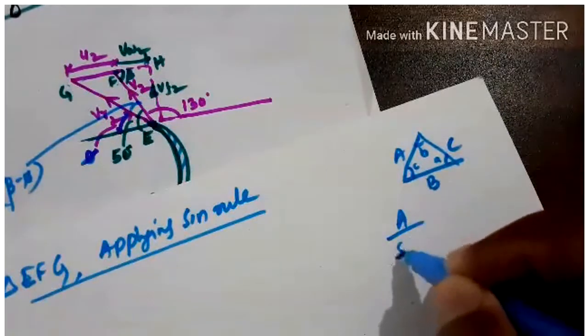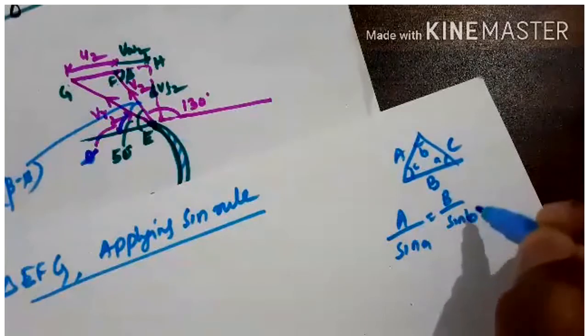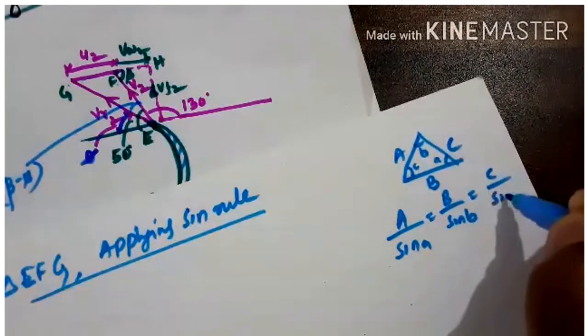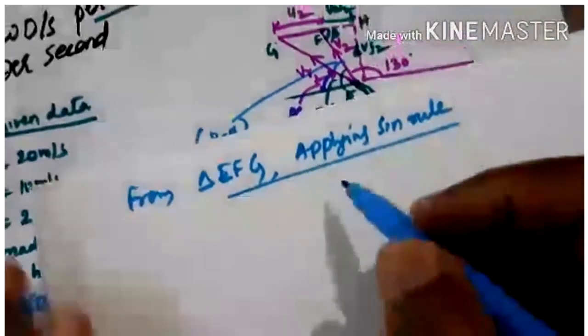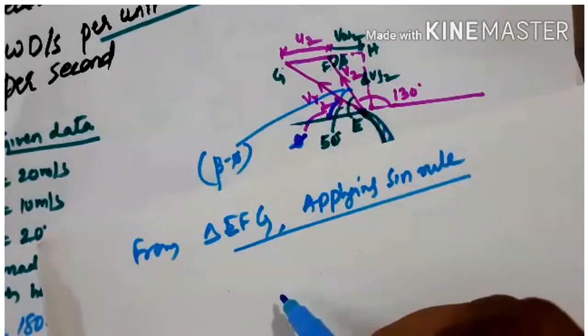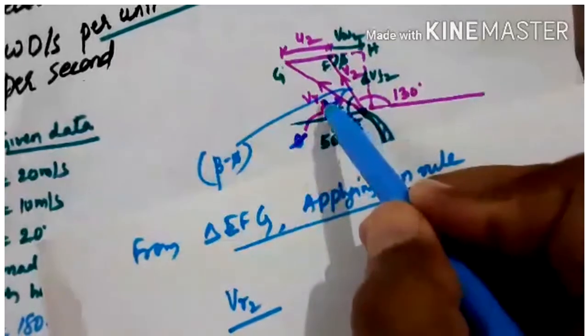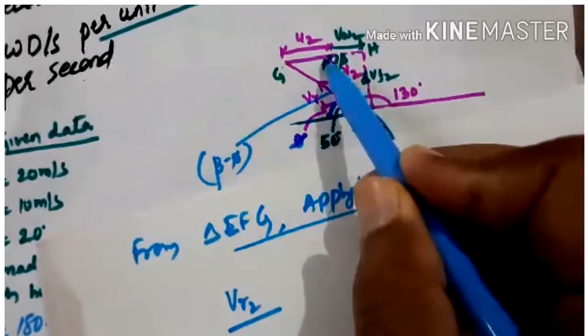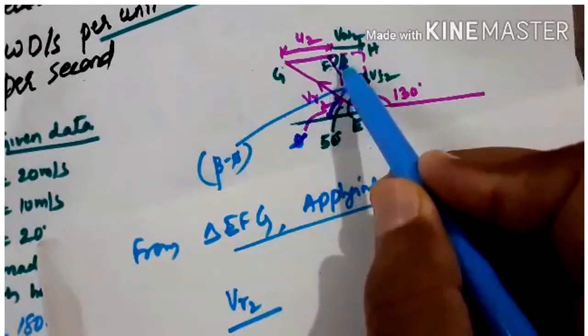A divided by sine A is equal to B divided by sine B is equal to C divided by sine C. This is the sine rule. So for this triangle EFG, you apply the sine rule. When you apply the sine rule, we know this opposite angle, because this is 50 degrees.